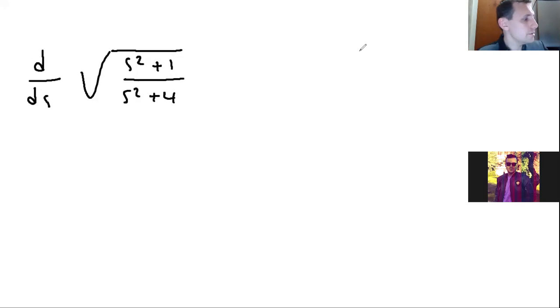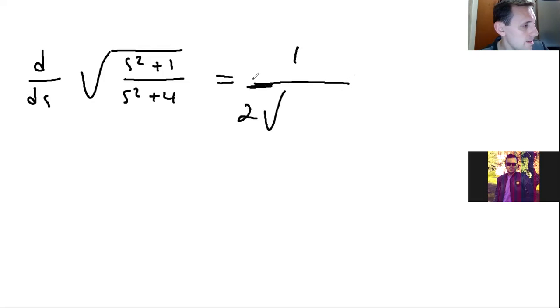So here it is. Ready, guys? What's the derivative of root? The derivative of root is always 1 over 2 root. You can write it in so many different ways, but one way is 1 over 2 times the square root, and what's inside is s squared plus 1 over s squared plus 4.